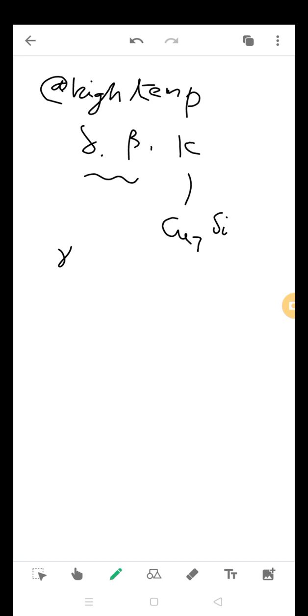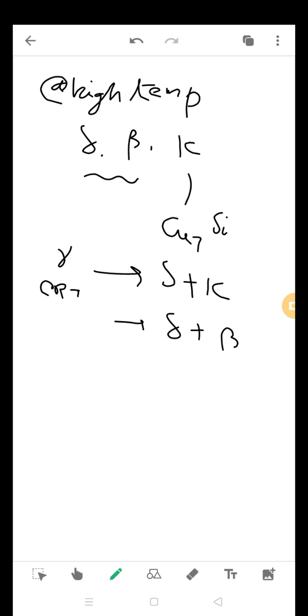Now the gamma phase, which is a phase at room temperature, when you provide heat to it, forms a delta phase and a kappa phase. And if you further increase the temperature, it actually forms delta phase plus beta phase.